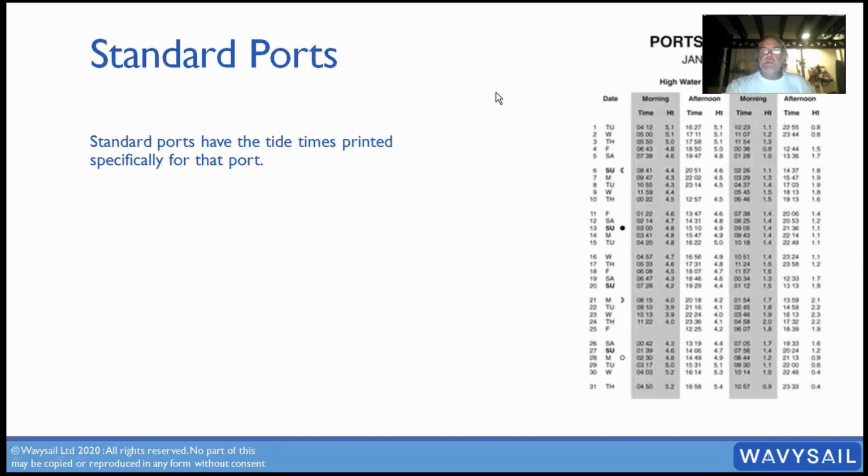Here's Portsmouth, January last year. Nice, printed. There's the day of the month. There's the morning, afternoon, high water, low water. There we go. And it gives you a time and a height, a time and a height. And then the same for the low waters. Time, height, and some of them will do it sort of high, low. Some of them will do it as this one is, all the high waters, then all the low waters. It just depends on how they publish it.